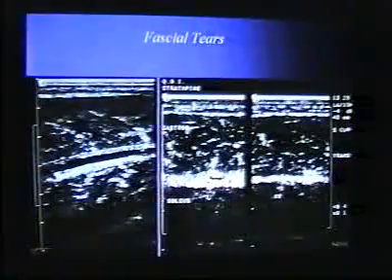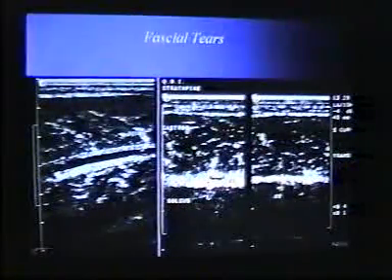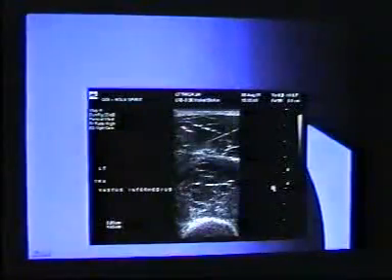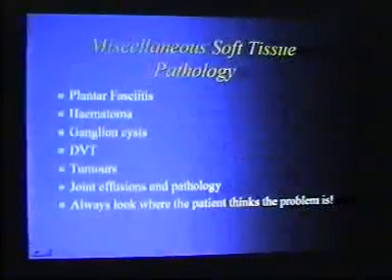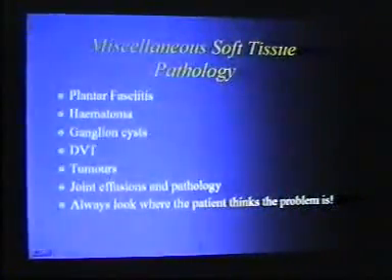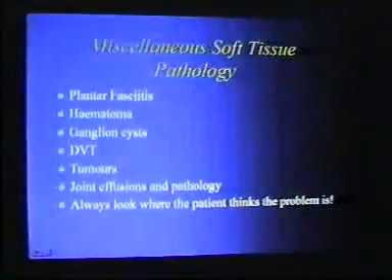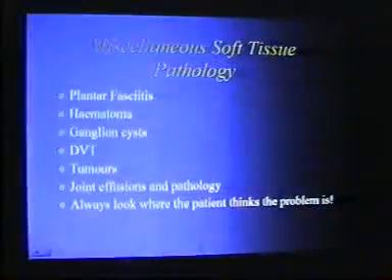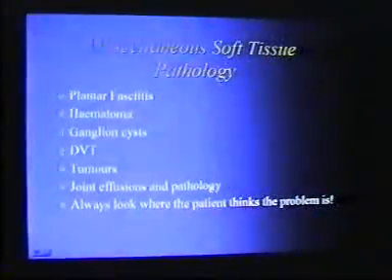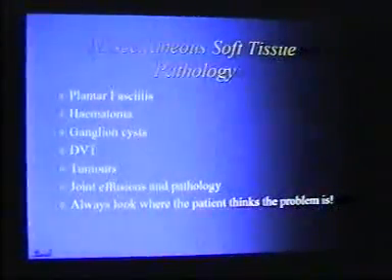Then coming to fascial tears, the fascia can be torn. This is the fascia between the muscles. And transverse view of the vastus intermedius showing tear. Miscellaneous soft tissue pathologies include plantar fasciitis, hematoma, ganglion cyst, DVT, tumors, joint effusion and pathology. Always look where the patient thinks the problem is. This is very important.